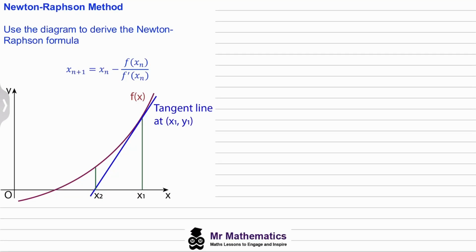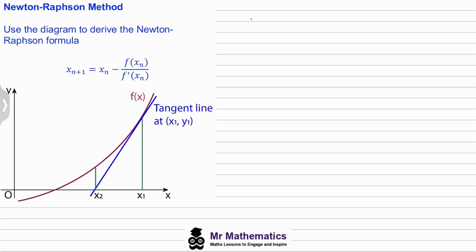Hi everybody. In this video, I want to show you how we can derive and use the Newton-Raphson method for finding the roots of an equation. We'll begin with this diagram. We've got the function of x here in this red curve. And at a point on the curve, let's say point x1, we've got a tangent to the curve. And this tangent intersects the x-axis at another point I'm calling x2.